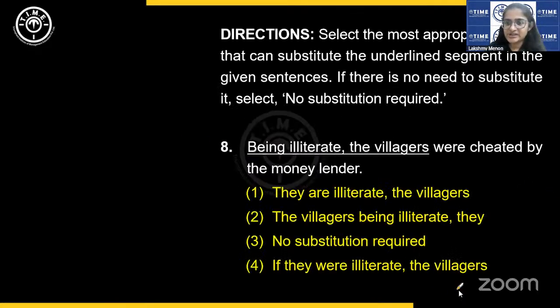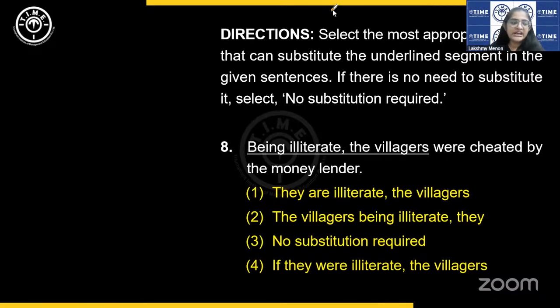Next is question 8 here, which is: select the most appropriate option that can substitute the underlined segment, or the same thing. Okay. Being illiterate, the villagers were cheated by the moneylender. Being illiterate, the villagers were cheated by the moneylender. Do you need any substitution here? If so, what is it?